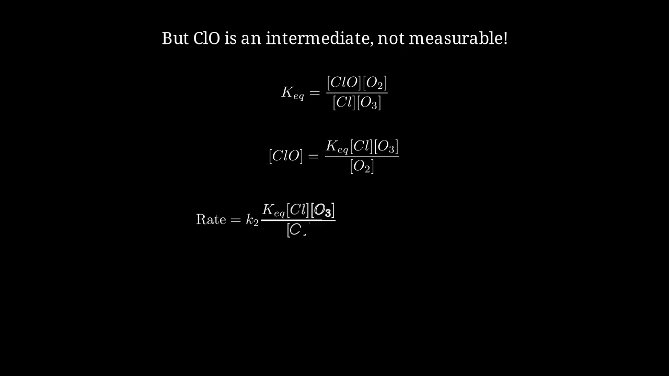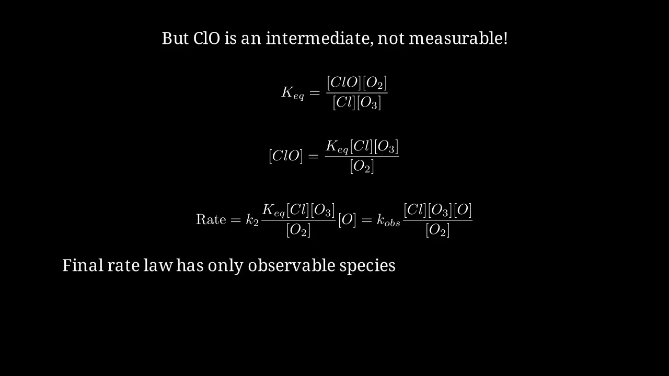Substituting this into our rate law, we get rate equals K2 times K equilibrium times concentration of chlorine times concentration of ozone times concentration of oxygen atom, all divided by concentration of oxygen. We combine constants into K observed. This final rate law contains only species we can measure: chlorine atoms, ozone, oxygen atoms, and oxygen molecules.